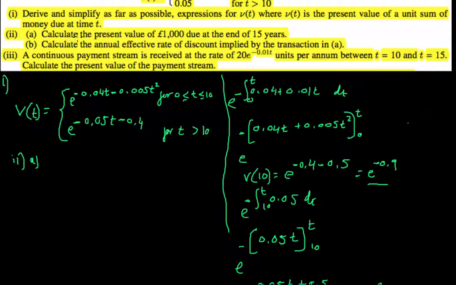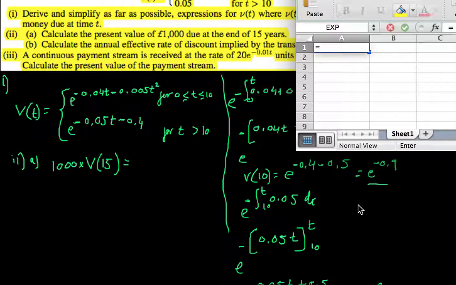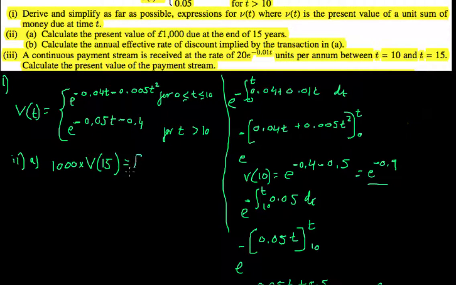Part double I has got A, so calculate the present value of £1,000 due at the end of 15 years. Well, all we've got to do is take this £1,000 and discount it back 15 years. So we'll multiply it by our discount rate when t is equal to 15. And all we have to do is sub 15 into this bit for when t is greater than 10, because t is now 15. So let's use Excel to solve that bit. And I'll just say that is 1,000 multiplied by the exponential of negative 0.05 times 15 minus 0.4 equals that, 316.64 pounds. Alright, so let's note that down.